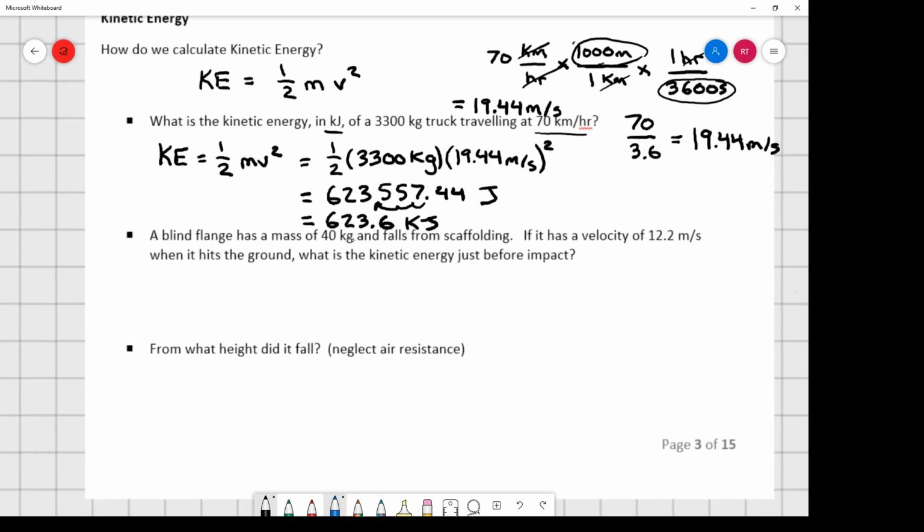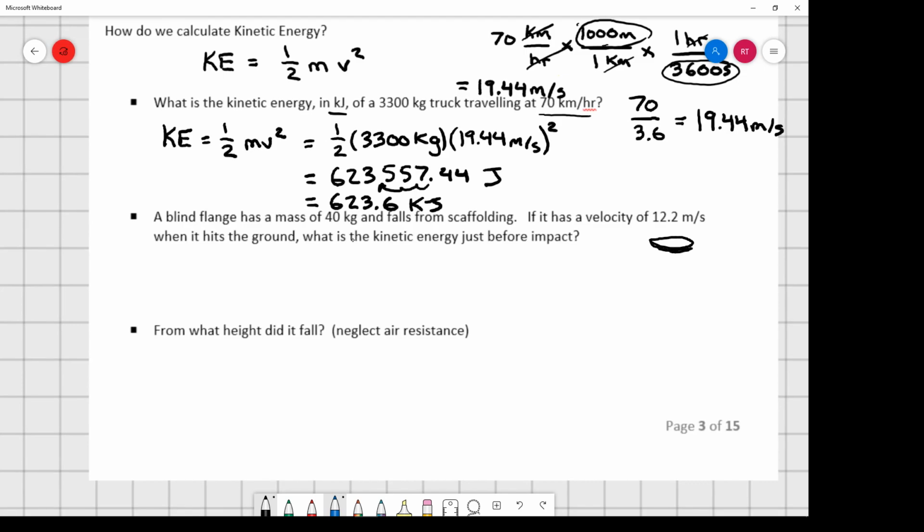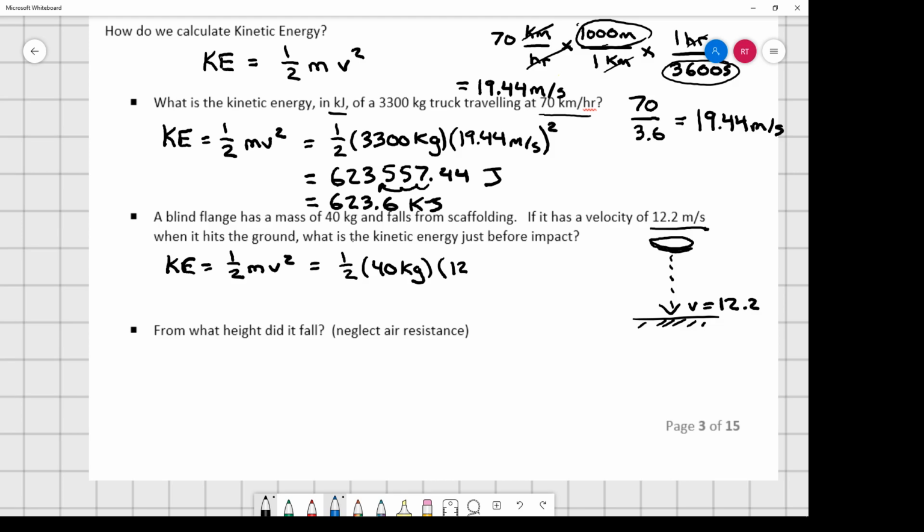Okay, blind flange is being dropped. It's an object that's being dropped down, and just when it hits the ground, it's going to have some velocity of 12.2 meters per second. Just curious what the kinetic energy would be. So kinetic energy would be 1/2 mv squared, which is equal to 1/2 times 40 kilograms. Velocity in meters per second, so that's good. 12.2 squared, and that would give me a kinetic energy of just under 3,000 joules of energy. Okay.